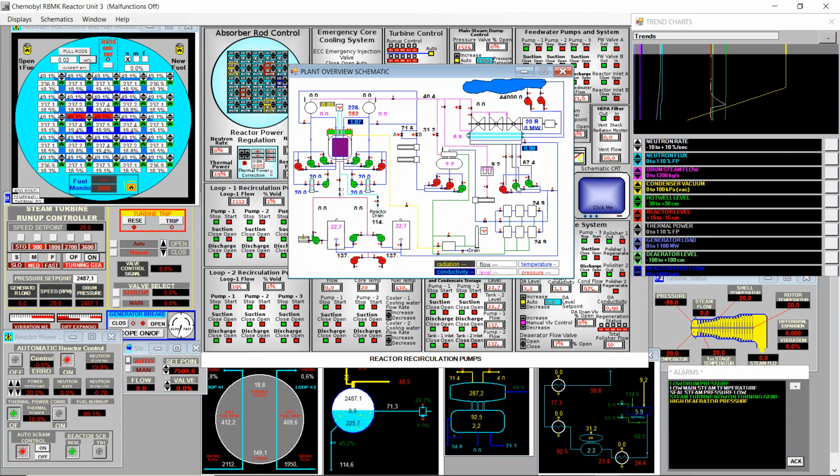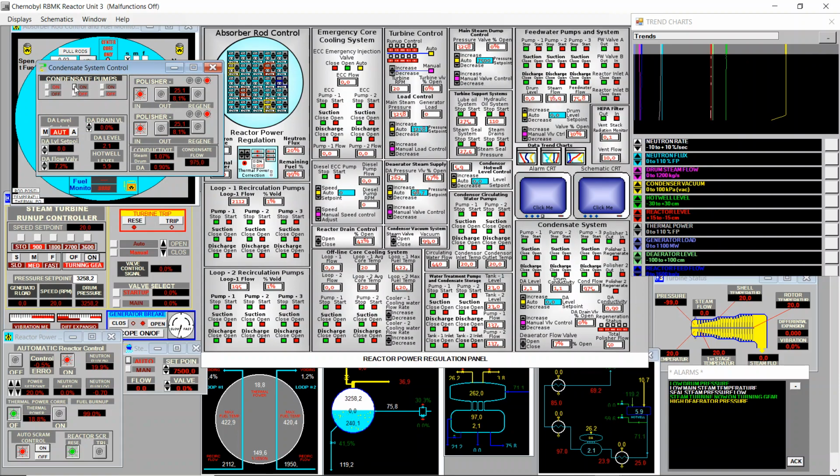Condensate pumps, there is only 1 out of 3, because at the moment we don't have flow going through the condenser yet. But just to anticipate, I will connect the second one. Okay, it's on.